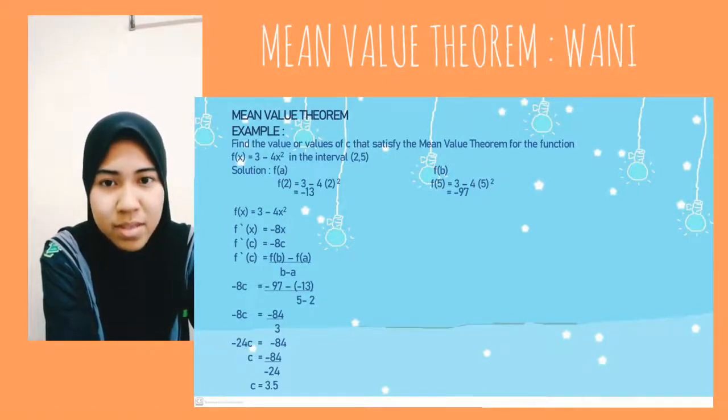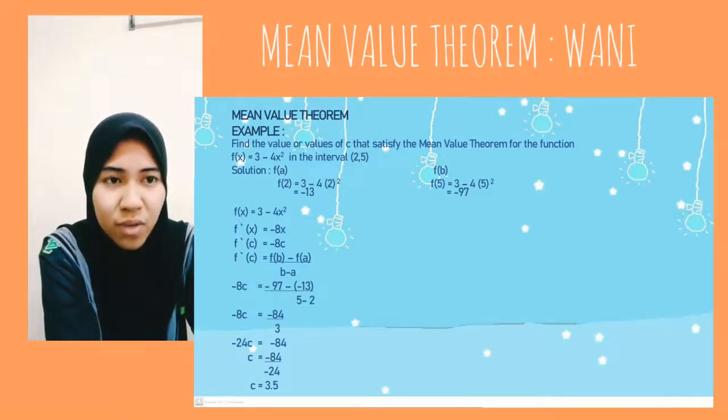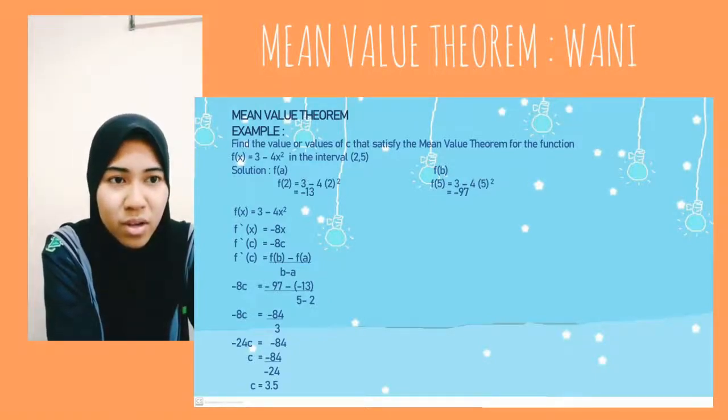So the first step is we have to find f(a) and f(b). We know that 2 is a while 5 is b. So we have to substitute 2 and 5 into the equation. So f(a), which is f(2), equals 3 minus 4 times 2 squared. So we got the answer negative 13. While the other one is f(b), which is f(5), equal to 3 minus 4 times 5 squared. So we got the answer negative 97.